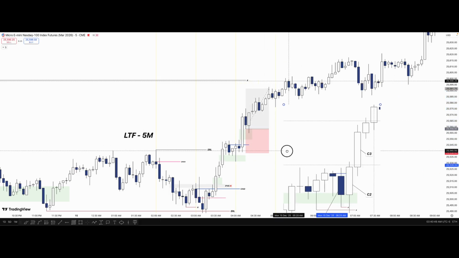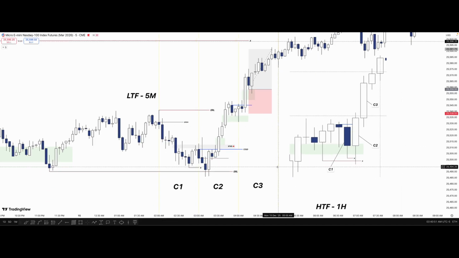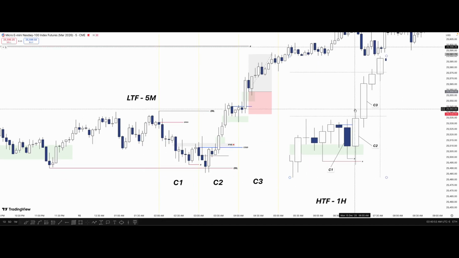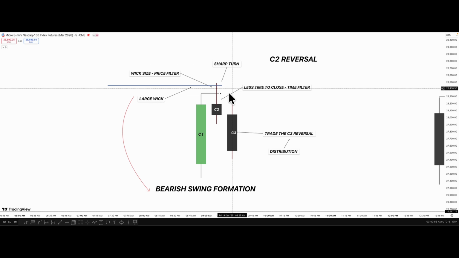See what is happening here. Do you see a sequence or not? Everything I taught you is here. You have the price filter, which means the wick size. It will always have a large wick. It will tap an external range liquidity or an internal range liquidity. It will close below. It will engulf this bar and sweep this. It will have less time to close. And then how will you trade this one?